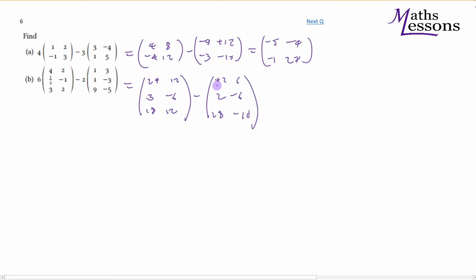And we've got those, so 24 minus 2 will give me 22. That will give me 6. 3 minus 2 is 1. Minus 6 minus 6 is 0. 18 minus 18 is 0. 12 minus 10 is 2.